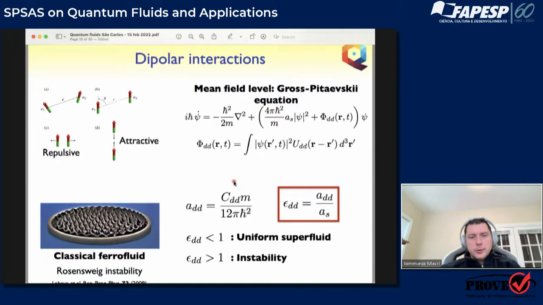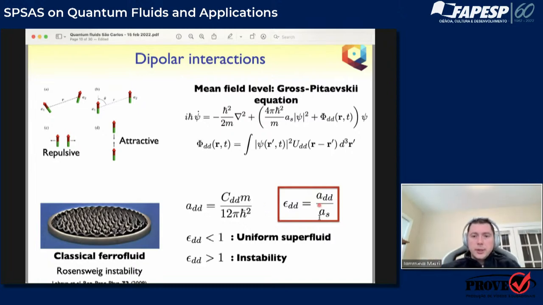As I briefly commented before, the strength of the dipolar interaction is encoded into this parameter here, C_dd, from which we can essentially obtain an effective length, called the dipolar length, that has to be compared to the scattering length that we introduced before. So why is this dipolar length important? Well, because depending on the strength of the dipolar interaction, we may observe at the many-body level either a stable fluid or an unstable fluid.